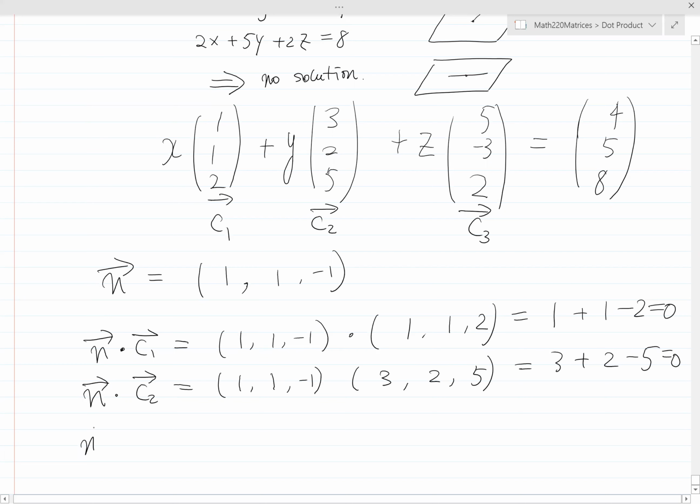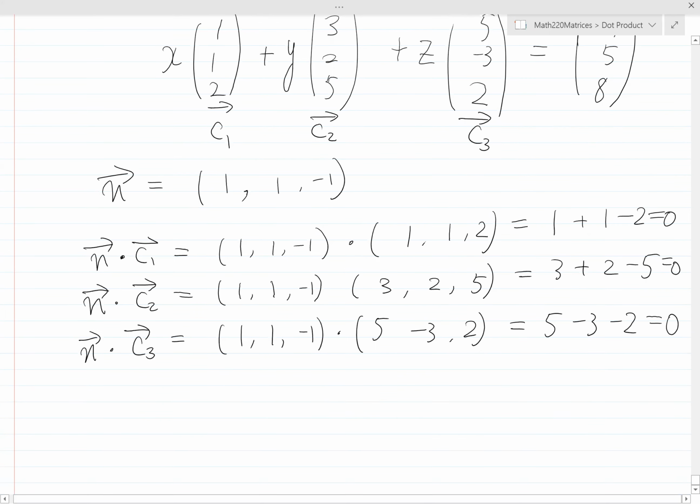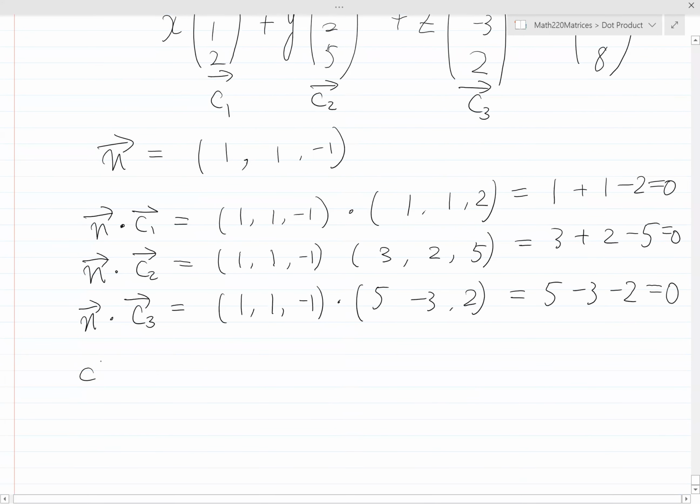And n dot product with C3, you get (1, 1, -1) dot (5, -3, 2). Then you get 5 - 3 - 2, which is 5 minus 5, 0. So you see, C1. So the picture looks like this.